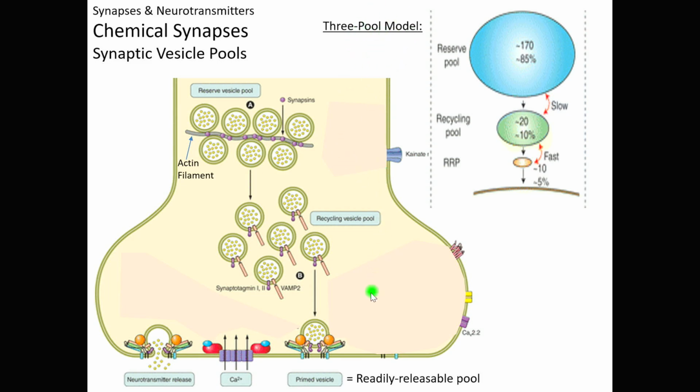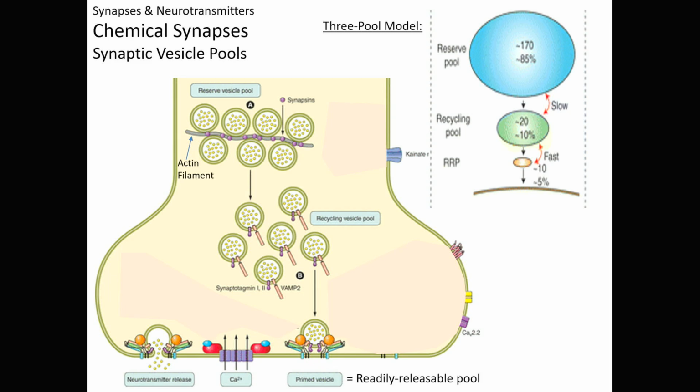So the first pool I'll direct your attention to is this one down here that's called the readily releasable pool. Number one, this is the smallest pool, as you can see from this figure. Only about 5% of the vesicles are part of this pool. And the reason we call it a readily releasable pool is because these vesicles, as you can see here, are docked already to the presynaptic membrane.